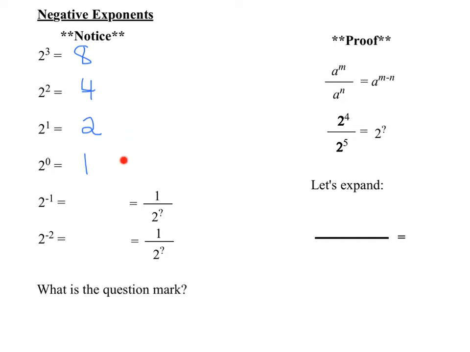And on this side, we're still dividing by 2 every time. So 8 divided by 2 is 4. 4 divided by 2 is 2. 2 divided by 2 is 1. So the next one would be 1 divided by 2, which I would write as 1 over 2. Now if I want to write that as a power, I could write it as 1 over 2 to the 1st power, because 2 to the 1st is 2, so 1 over 2 to the 1st would be the same as 1 over 2.